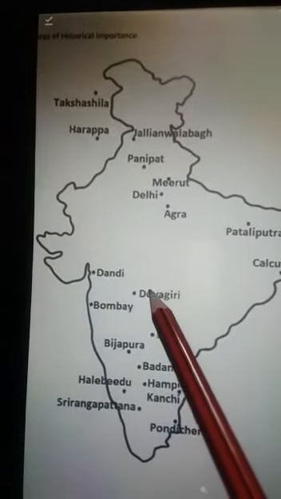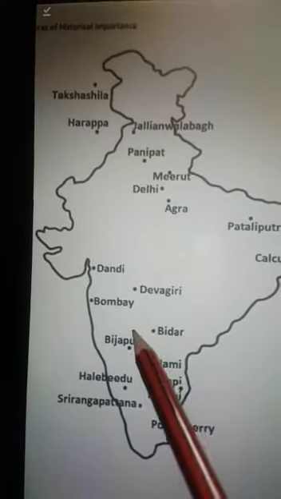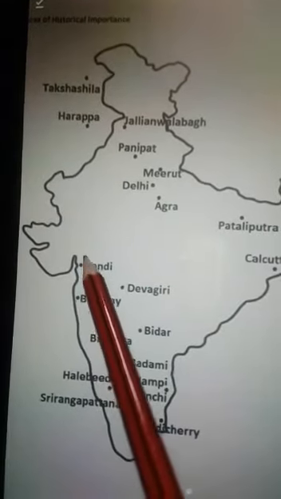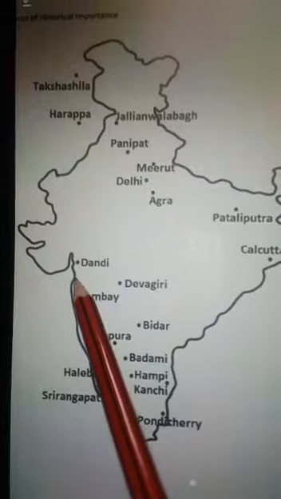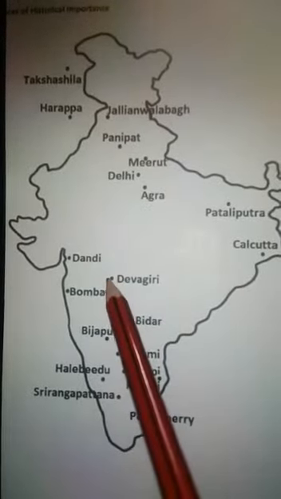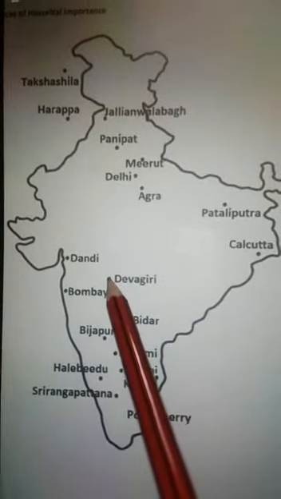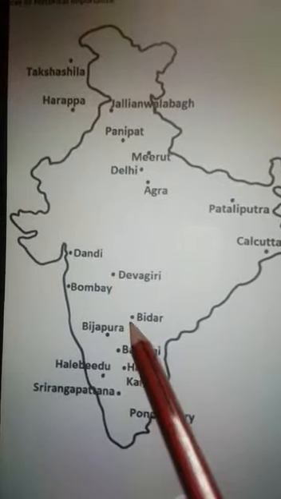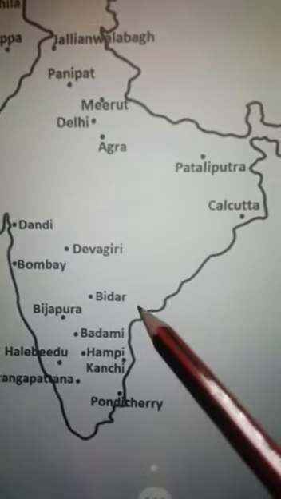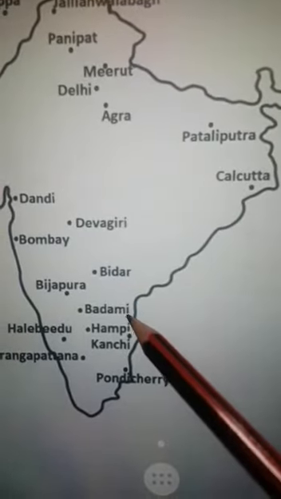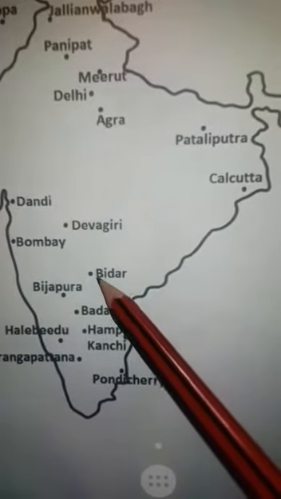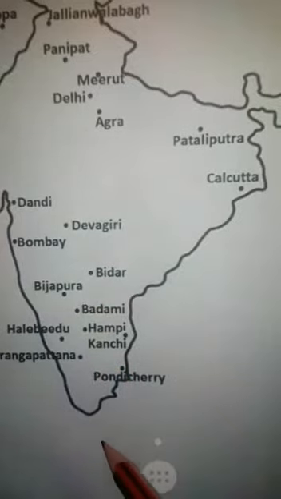And coming to the south, now you have marked Dandi, you have marked Bombay. So if you imagine a center point to this, about 3 centimeters towards the right, you can mark Devagiri. And further downward, here you have no such clues. Therefore, what you can do is imagine the point which is almost center to this tip here.